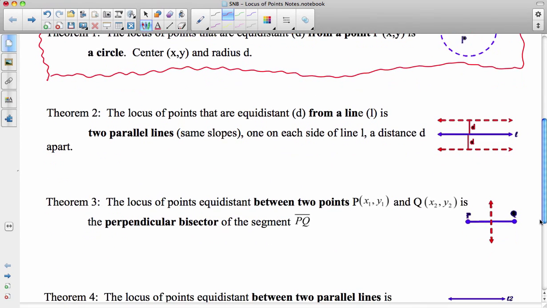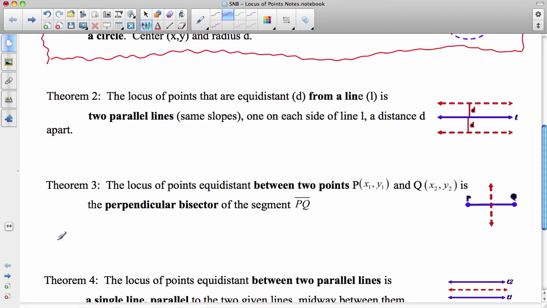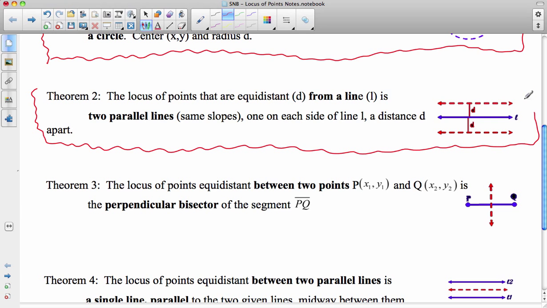Theorem number 2 says the locus of points that are equidistant d from a line L is 2 parallel lines, which means they have the same slope, one on each side of line L and a distance d apart. So that's theorem number 2. We'll star squiggle that, and there's some nice diagrams that were given. Probably on your paper it's not blue and red, but the blue is the original and the red is the locus of points, and notice that they are dashed lines.